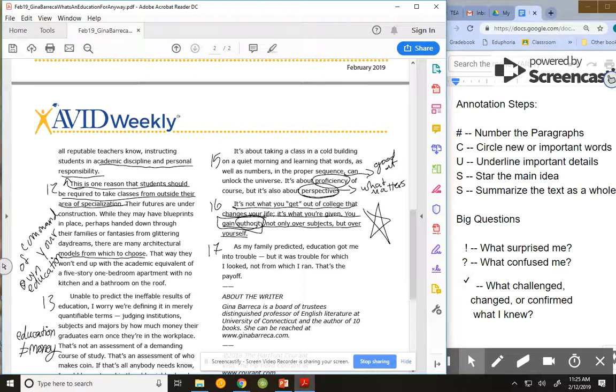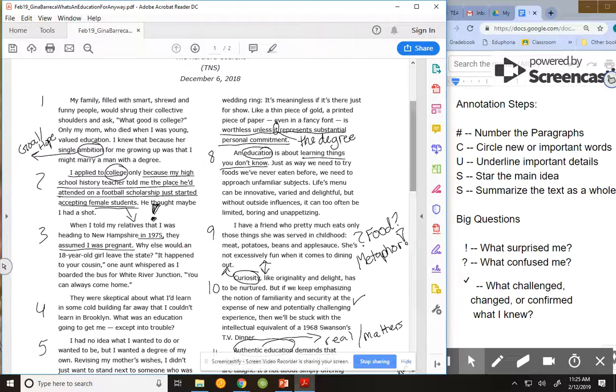The next step is to underline important details. This is a step that kids really have problems with because they ask, what does important mean? And then they underline every word in the entire text. The way that I like to do it is to circle a section.